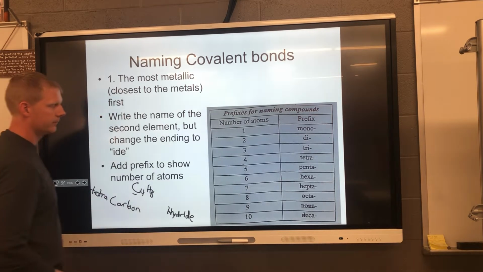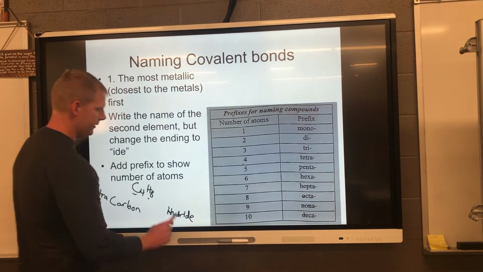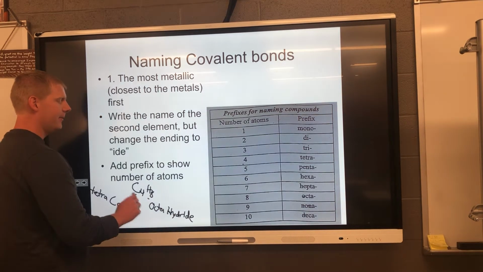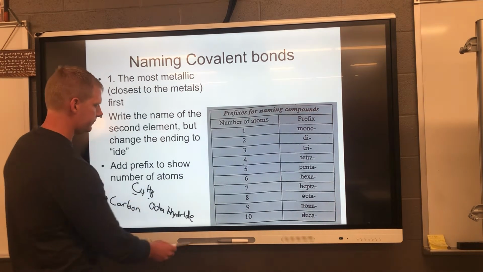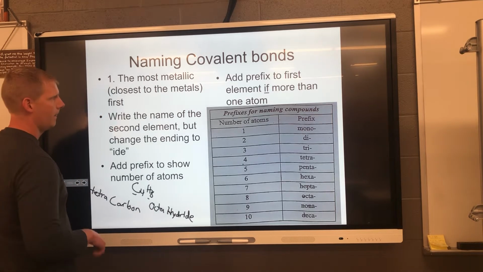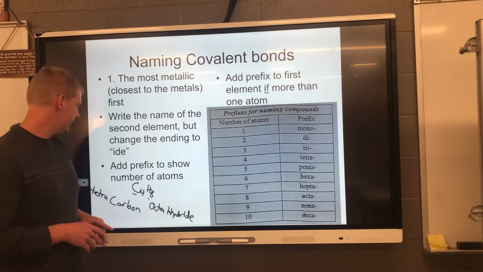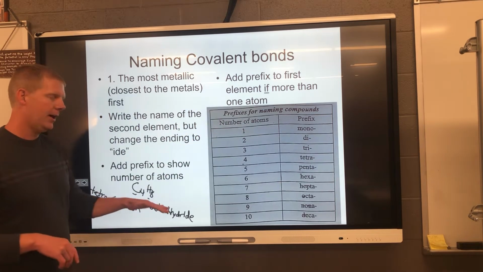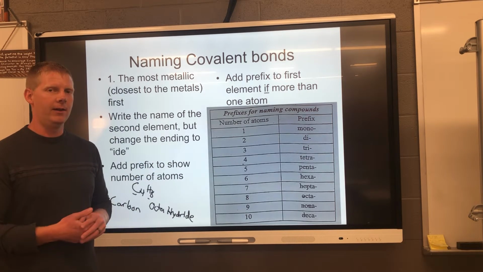And then I have a subscript 8. 8 is octa, so I've got to add the prefix octa in front of hydride. So the name of this covalent compound, C4H8, is tetracarbon octahydride. So you're going to add a prefix to the first element. The only time you do not add a prefix to the first element is if it's 1. So you'll never write mono for the first one. You can have mono for the second element, that's fine. You will always have a prefix for the second element in a covalent compound.